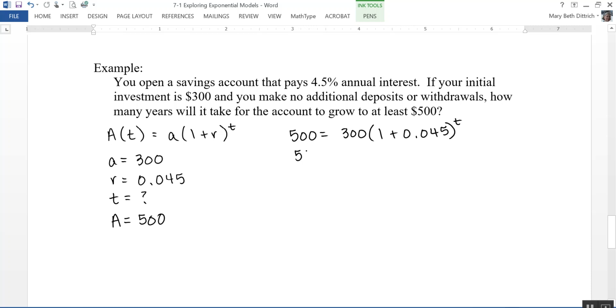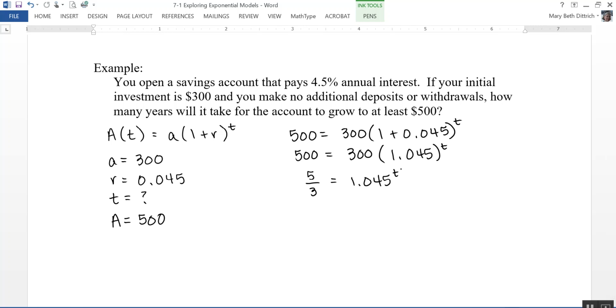So let's simplify that a little bit. 500 equals 300 times 1.045 to the t. Now this is going to be a little hard to solve, but I can clean it up a little bit. If I divide both sides by 300, this turns into 5/3. And here I have 1.045 to the t. Now I really don't know how to solve for something that has my variable in the exponent.